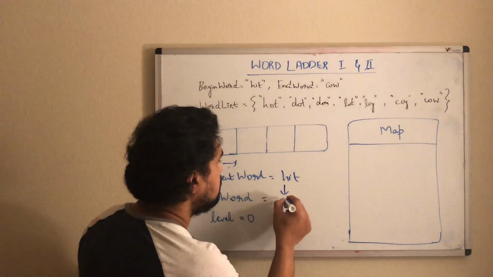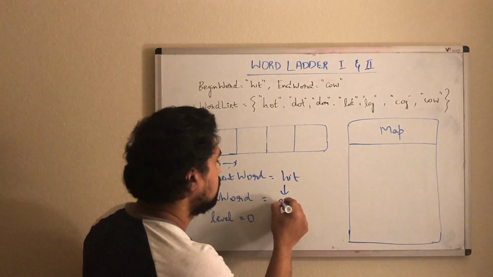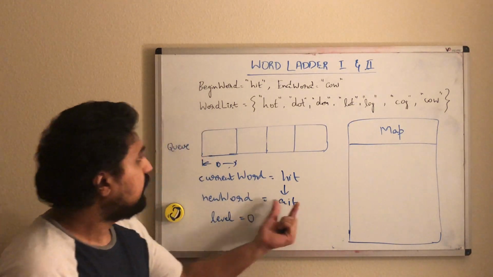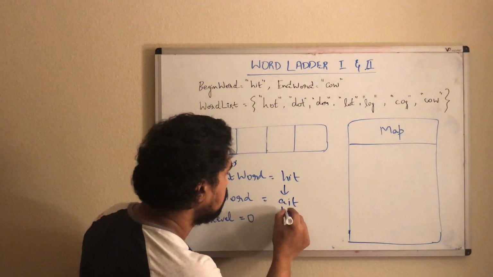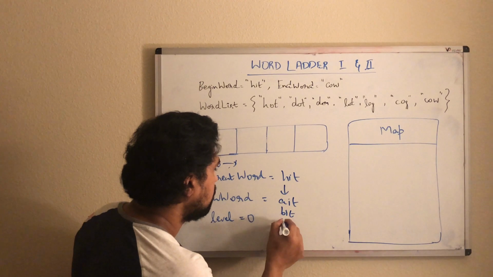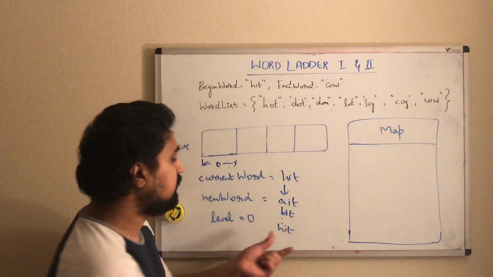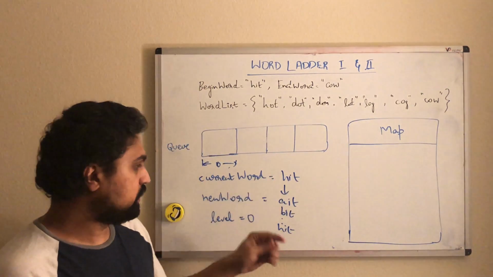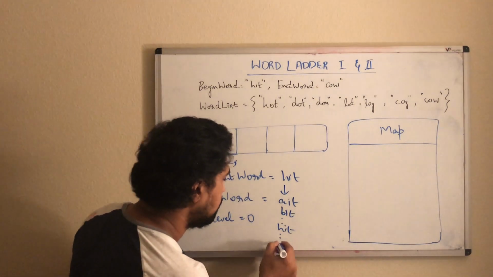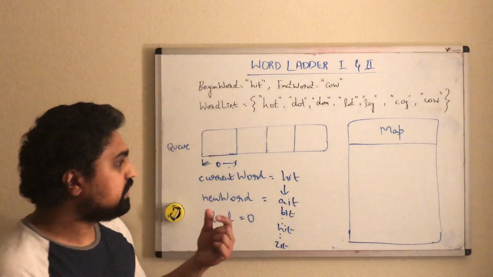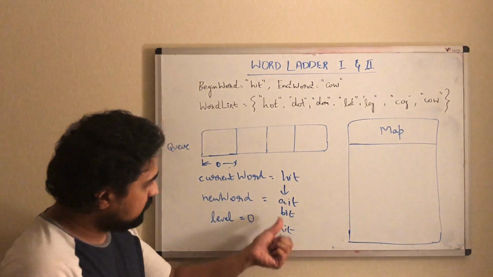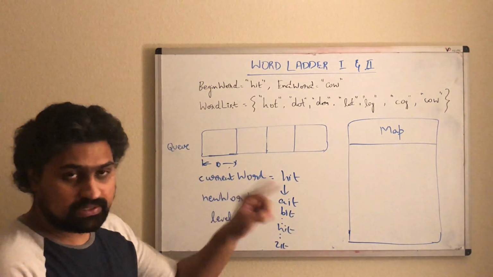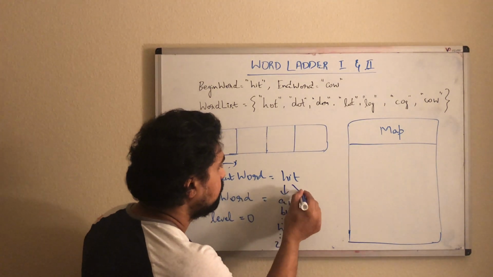So let's try replacing the first character. So with AIT. The word AIT doesn't belong to this word list. So we shall continue until we find a word. So we find hit here. Hit is same as the current word, so we shall ignore such words. So we shall continue this until we find a word that will belong to this word list. Now none of these words belong to this word list.